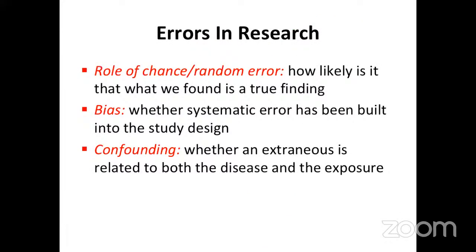So there is always a possibility of errors in research, which can be due to the role of chance or random error, or it can be due to a systematic error that has been built into the study design, which is known as bias, or due to an extraneous factor present in a patient, which can affect both the disease as well as the exposure. This is known as confounding.